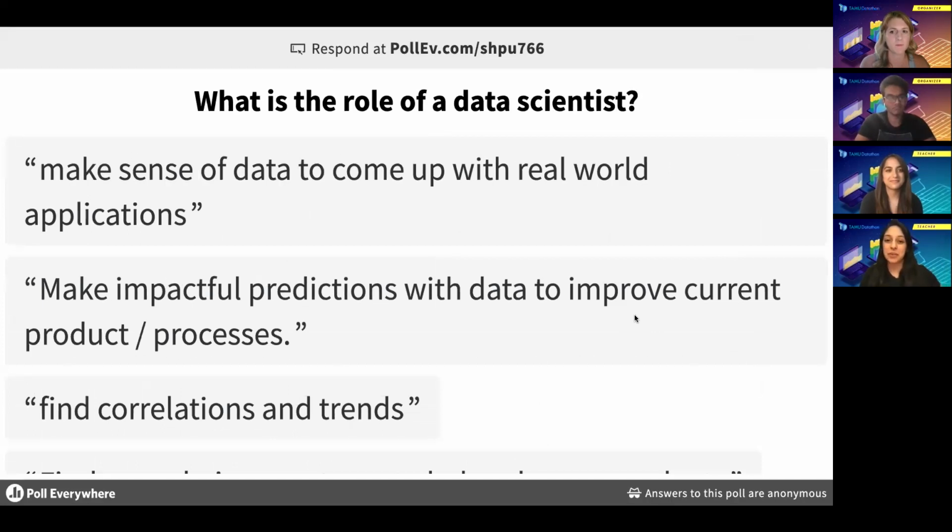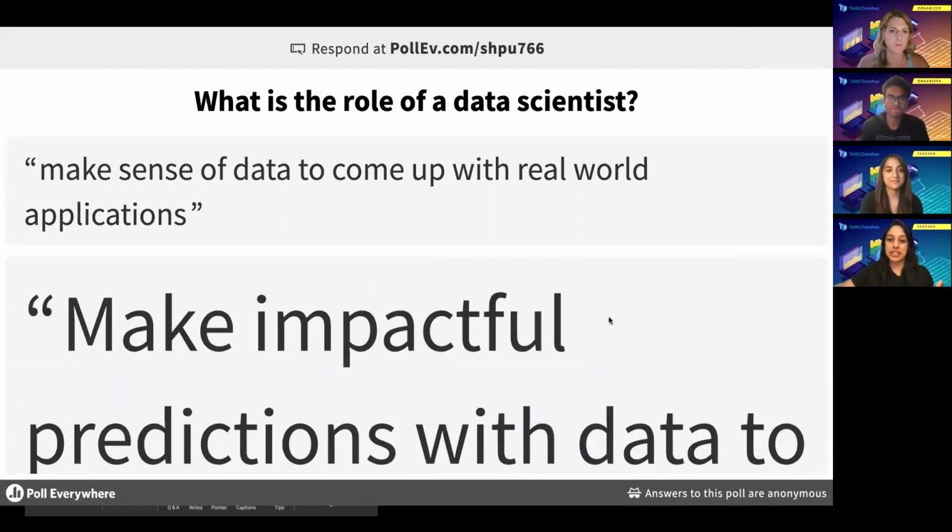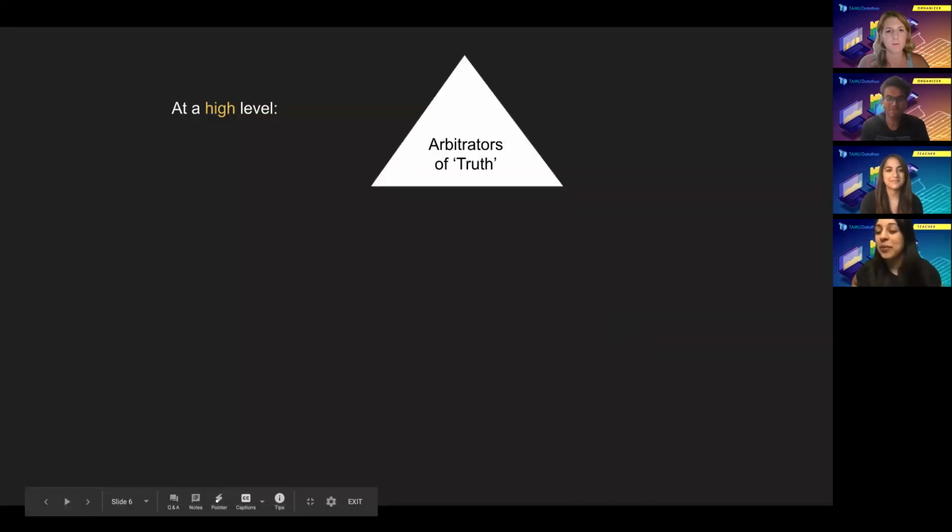So I think it is a good time to proceed. So at a high level, we think data scientists are the arbitrators of truth. We know the data and we are technically the experts on the data. So it's our job to really tell people what the truth is and help them make these decisions.